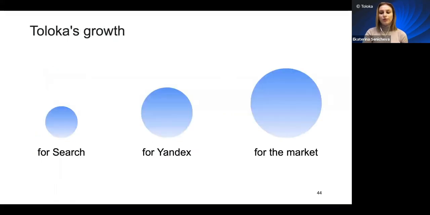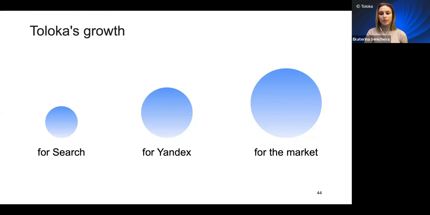Historically, if you have a look at Toloka, at first it was designed to provide data for search portals, for them to have enough labeled data for machine learning. Then Toloka grew into infrastructure for all Yandex products and services. And nowadays, we provide data labeling infrastructure for external clients as well, because we see the demand for scalable and efficient data labeling.